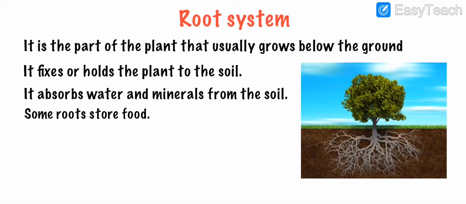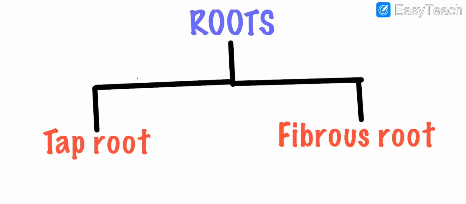Children, if you have some house plants, you must have seen your mama watering the soil so that this water is absorbed by the root and then transferred to the other parts of the plant. Some roots also store food. These roots can be eaten by human beings such as radish, turnip, beetroot, carrot. These are all roots that we eat as vegetables.